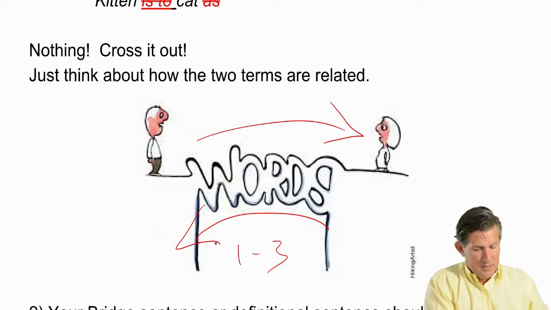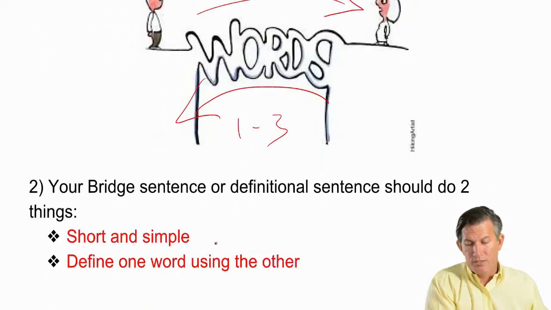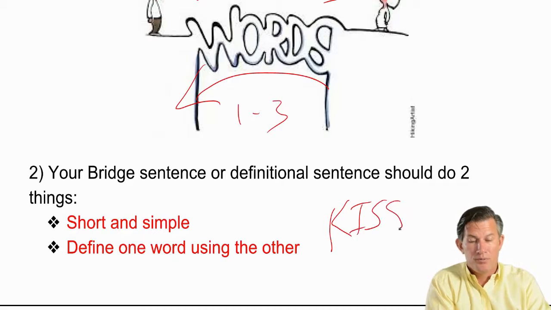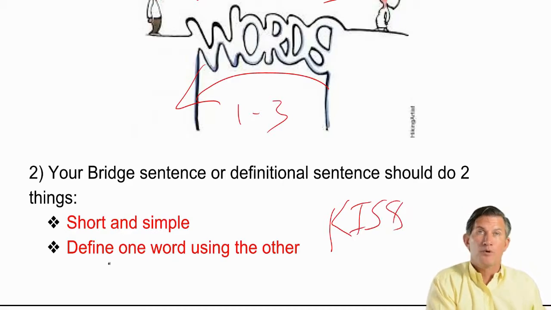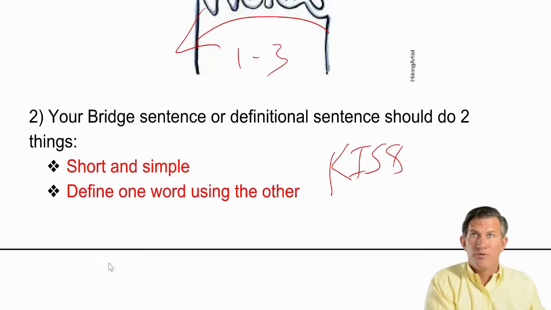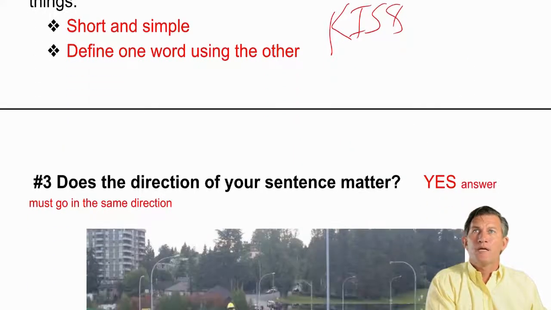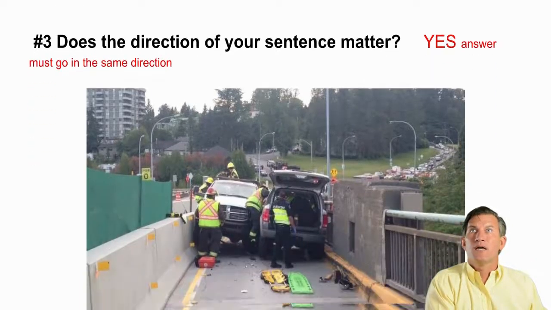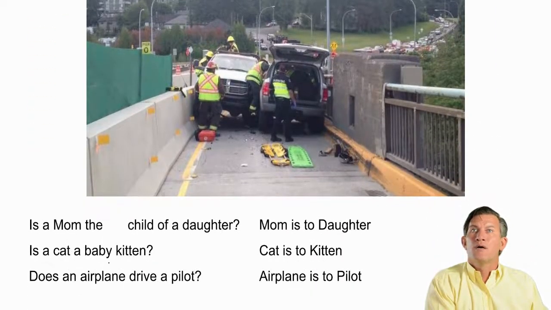Your bridge sentence should be two things. Keep it simple, stupid, sweetheart, silly. Anyway, keep it short and simple and define one word using the other. This is all review for you at this point, but there are some answers in here. Does the direction of your sentence matter? Yes. It mattered for this guy and his insurance company.